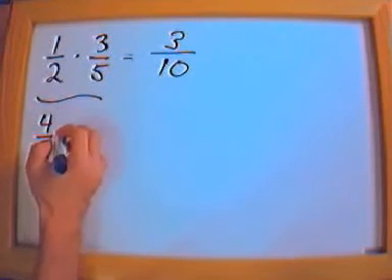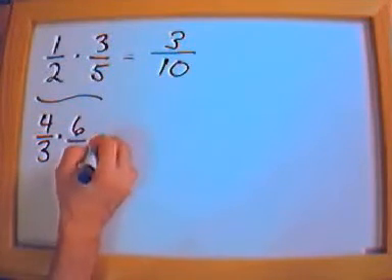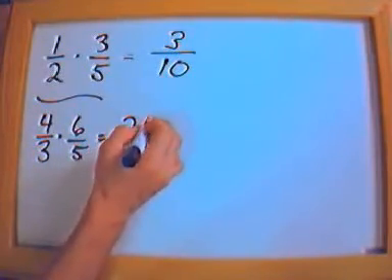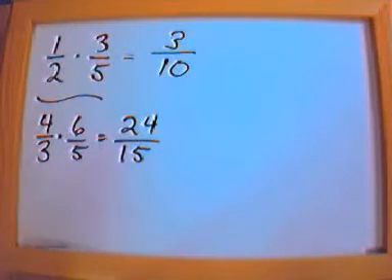4/3 times 6/5. Again, multiply the top. 6 times 4 is 24. 3 times 5 is 15. That is the answer to the problem. However, it's not simplified. You can make this fraction a little bit simpler.